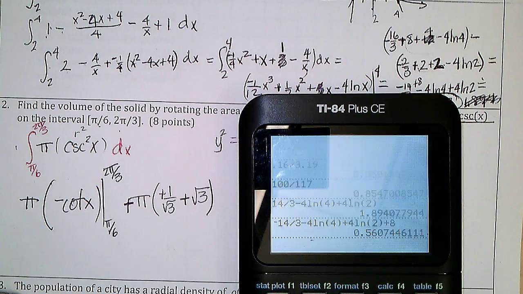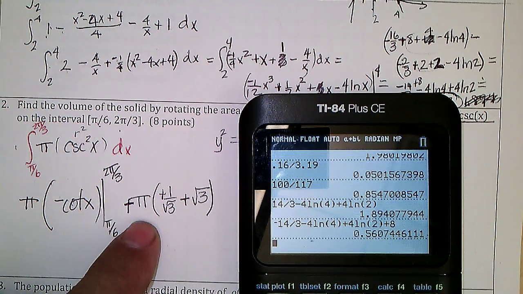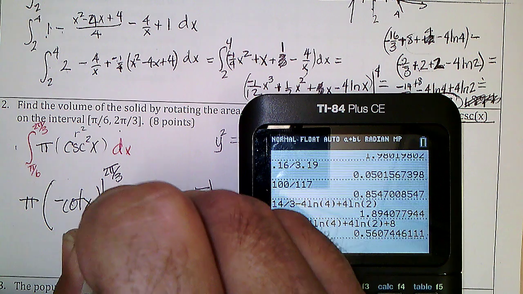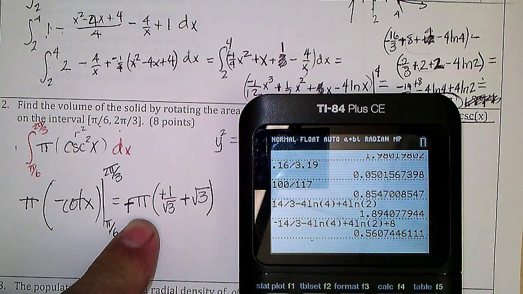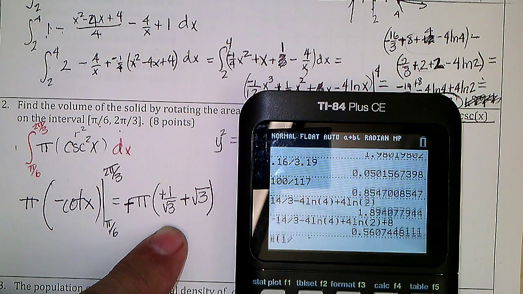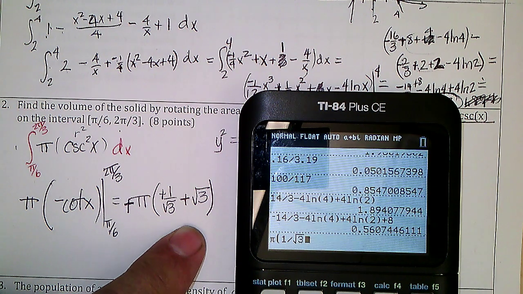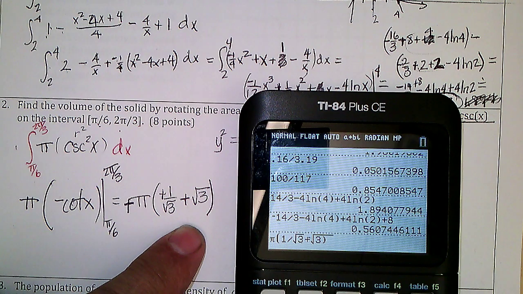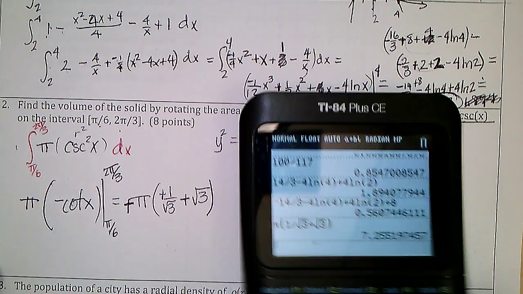Let's see what that is. Pi times the quantity 1 divided by the square root of 3 plus the square root of 3. Enter. 7.255.